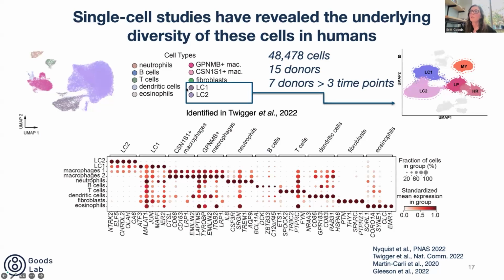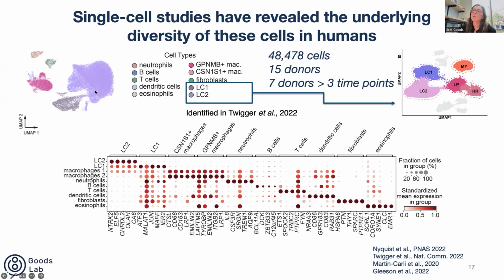The question that we wanted to ask with this study was how single cells in breast milk change over time and how heterogeneous they are. Here you can see an example from our study where we collected breast milk from 15 donors, seven of whom had more than 3 time points, because we also wanted to see how these cells might change with time postpartum. We generated data on just under 50,000 single cells.